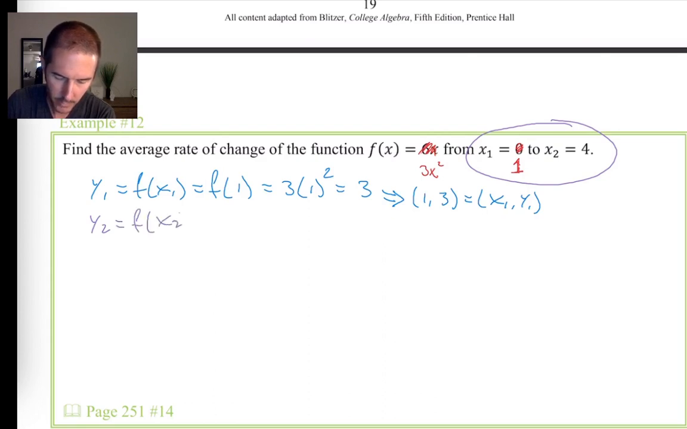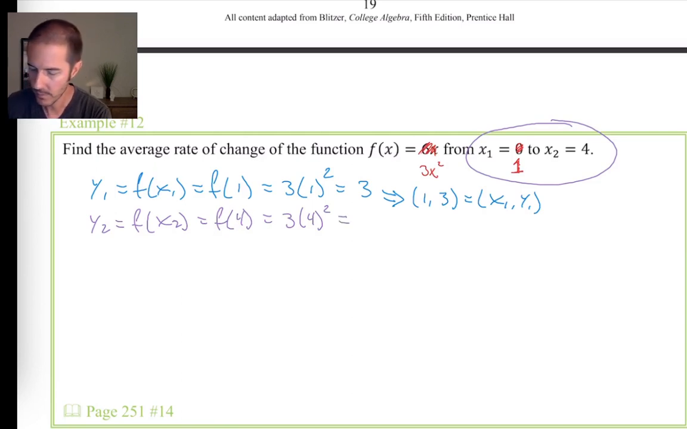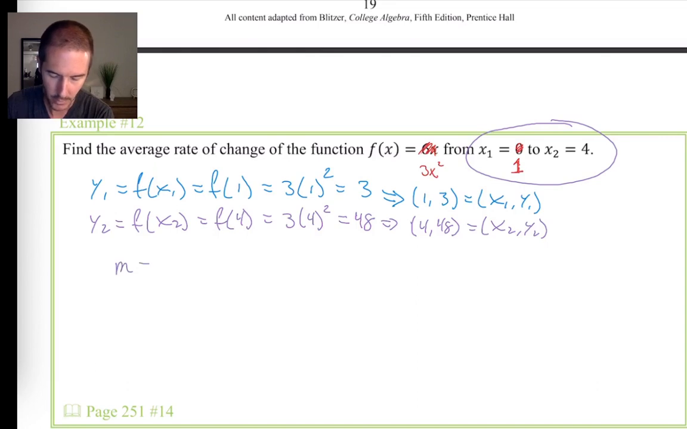Let's go through the same process to find y2. y2 equals f of x2, which is equal to f of 4, which is equal to 3 times 4 squared. So take the 4, square it, get 16, multiply that by 3, and get 48, which means our next point that we're working with is (4, 48). That is x2, y2. Now it's very easy to find the slope of the secant line, the line that passes through these 2 points. Our average rate of change, in other words, our slope.